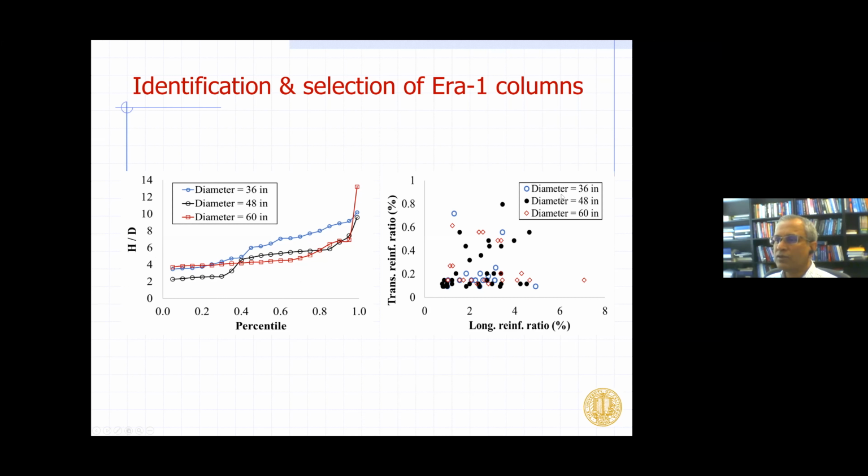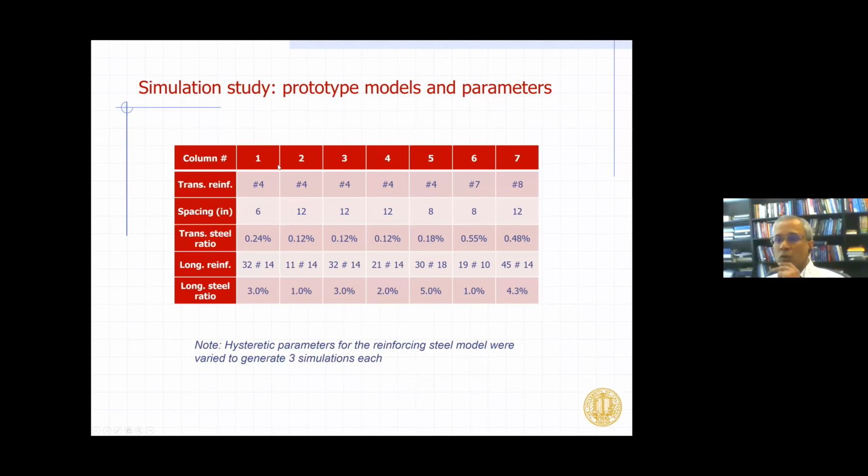And here again, for different diameter columns, I'm plotting the transverse versus longitudinal reinforcement ratio, trying to see if we can come up with a subset of columns that we can use in our simulations. So we eventually generated 7 columns, and as you can see, the transverse and longitudinal reinforcement ratios that we picked fall within the broad classification that I showed you in the previous slide.